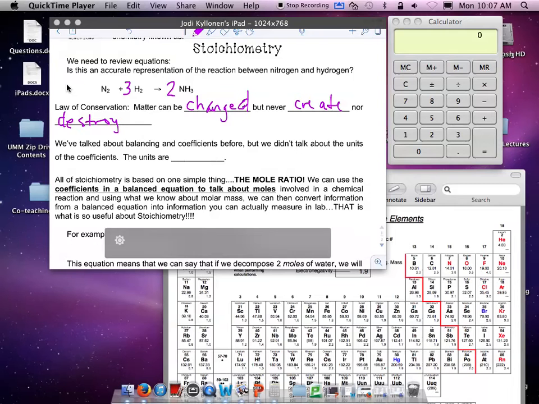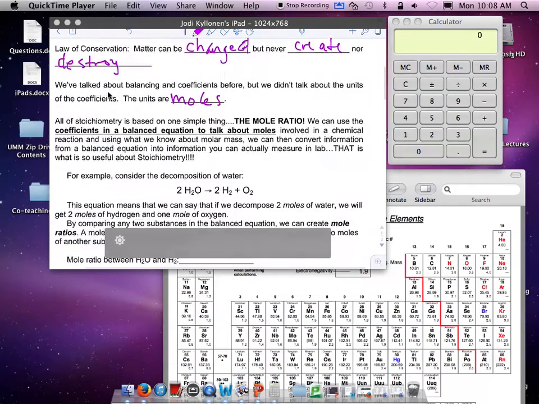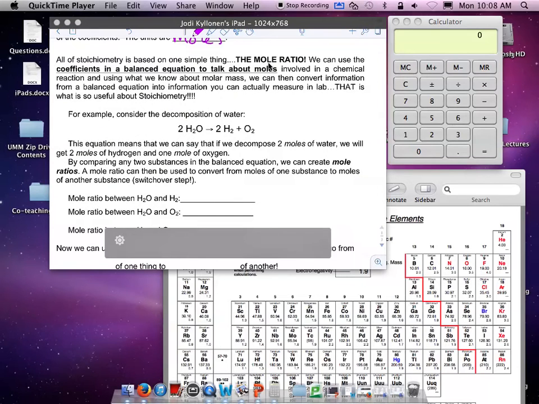All right, so we've talked about balancing and coefficients, but we never really talked about that number having a specific unit. We just think of it as a number. Well, it turns out that those units are moles. So here's where moles make an appearance in stoichiometry. These are not just random numbers, they're the number of moles of hydrogen for every moles of ammonia and moles of nitrogen. So all of stoichiometry is based on that idea, this mole ratio.